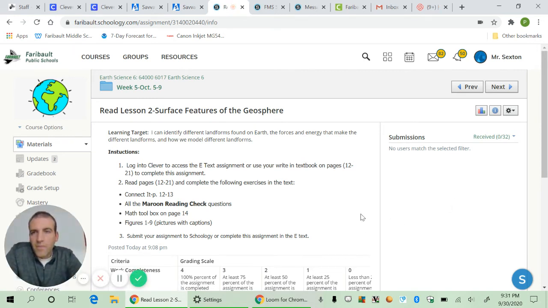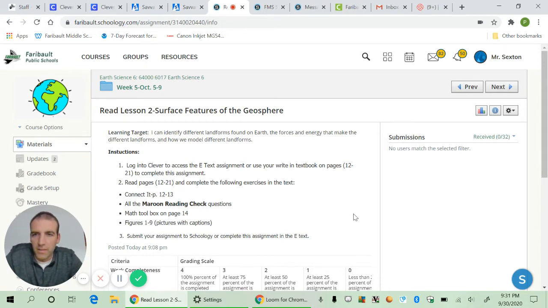Hello, everyone. In this lesson, we are going to be reading the second lesson of our first topic in our textbook, which is about the surface features of the geosphere. The learning target that we're going to be working on today is: I can identify different landforms found on Earth, the forces and energy that make the different landforms, and how we model these different landforms.